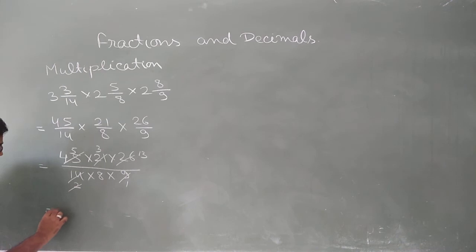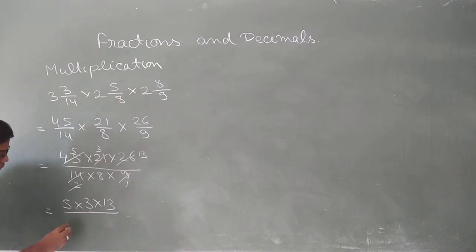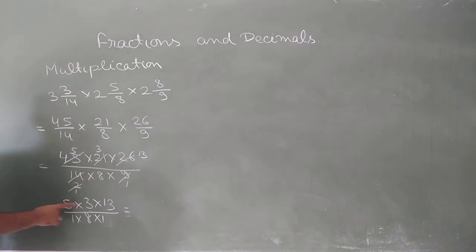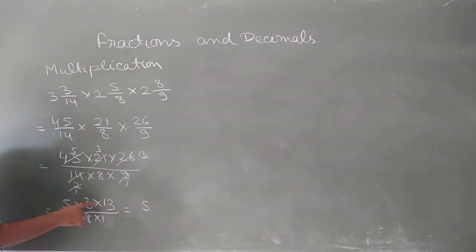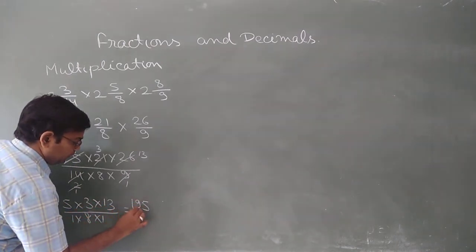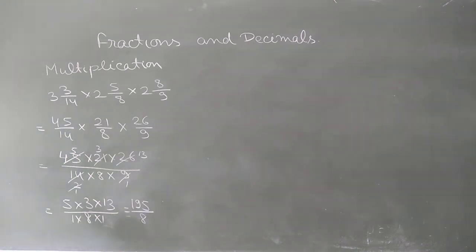Ultimately what can we write? We can write 5 into this 3 into this 13 divided by, this is your 1, so 1 into 8 into 1. 5 3s are 15, 15 13s are 195. So 195 divided by 8. This is your solution of multiplication. Next one is your division.